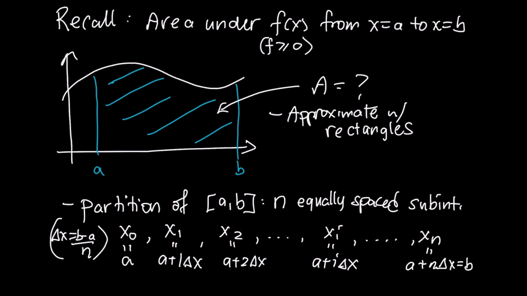Now recall from single variable calculus that if you want to determine the area underneath a function between two values, the idea is to approximate the area using rectangles. So what you need to begin with is what's called a partition. In the partition, you take the interval a to b and you subdivide it into n equally spaced subintervals.